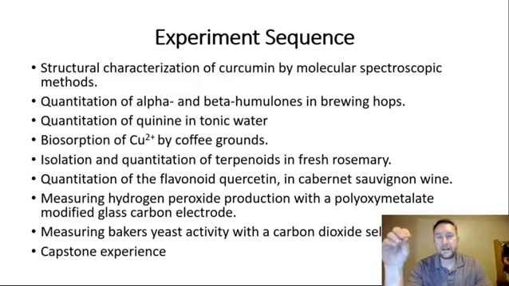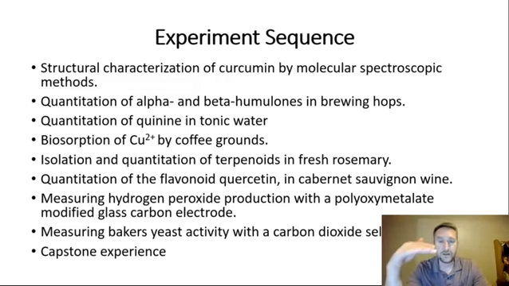You can see the natural products piece associated with each of these. So looking at structural characterization of curcumin, which is found in turmeric, quantitation of alpha and beta humulones in brewing hops, and so on. So we really had a nice array of experiments that kept the students' attention, provided some meaning and context to the experiments that they were engaging in.